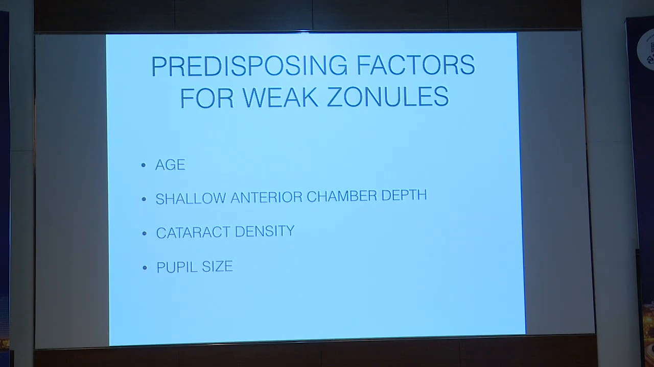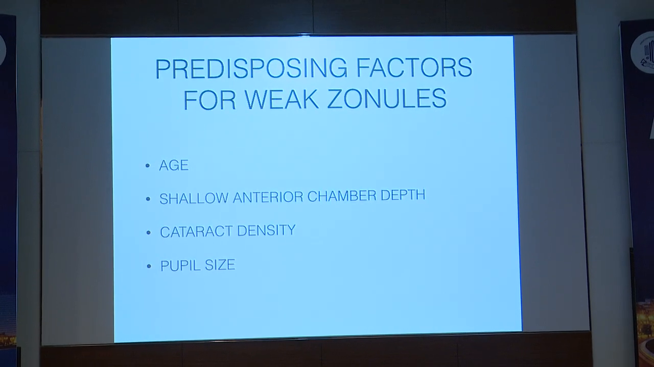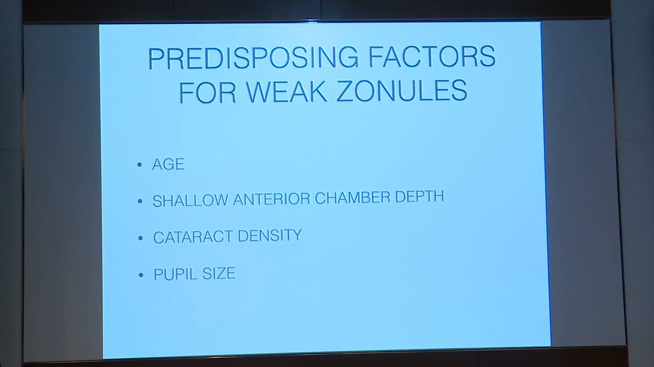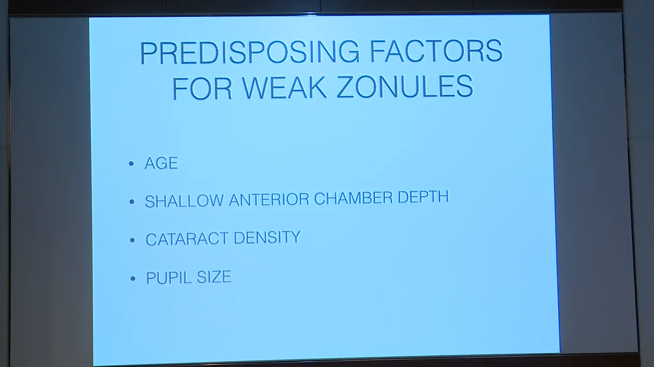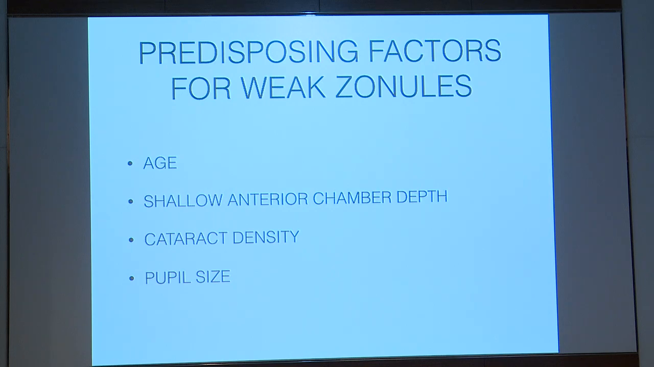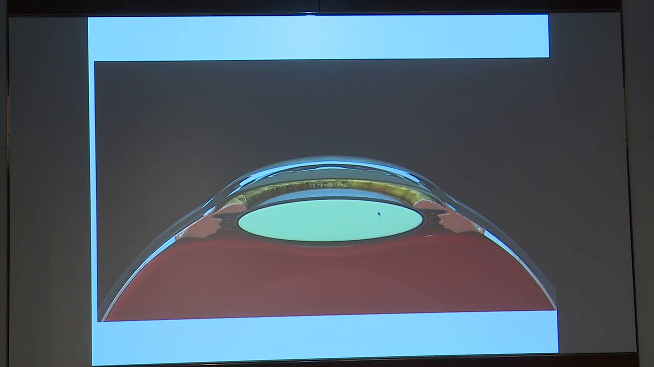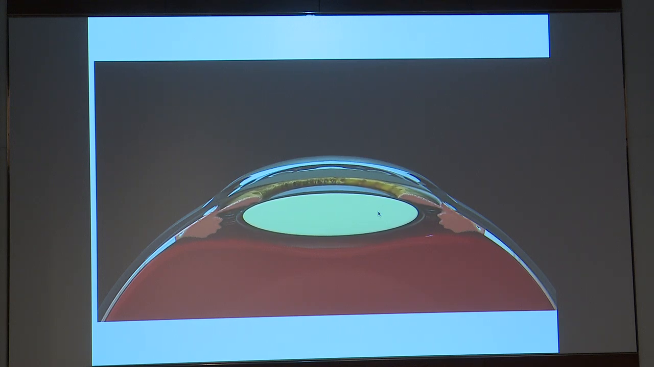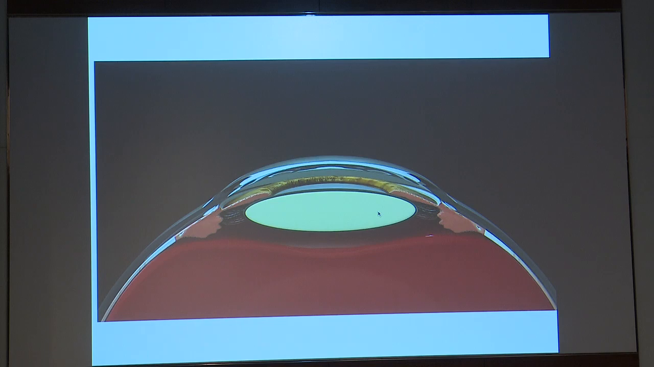So there may be no phacodonesis, but when we start doing the capsulorhexis, we note that there is a zonular weakness. Denser the cataract, more chances of zonulopathy. Noting the pupil size is also important. A smaller pupil size, a mid-dilated pupil, there is more chance of zonulopathy. What happens in pseudoexfoliation is, because of the weak zonules, you can see that the lens is moving anteriorly, the anterior chamber is shallow, and the pupil is mid-dilated.